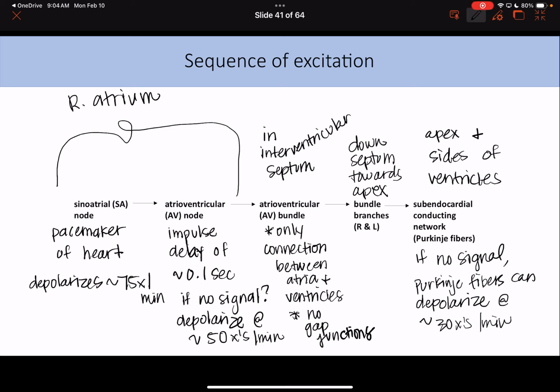So it's important to know that the SA node is the true pacemaker of the heart. It depolarizes 75 times per minute. If that's not working, the AV node can pick it up, but it's only going to depolarize 50 times per minute. If neither of those are functional, or if there's something wrong with the connection, the Purkinje fibers can excite the ventricles, but that's only going to happen at 30 times per minute. So every time you go down that sequence of excitation, the depolarization rate gets slower.